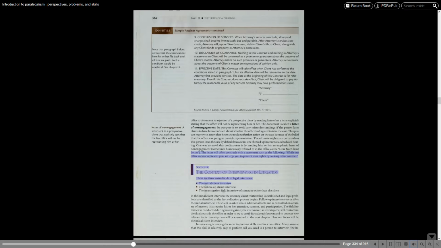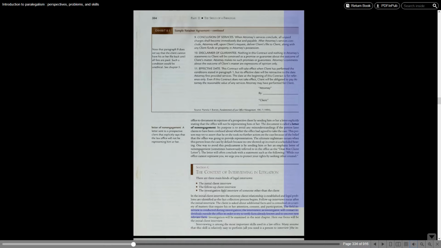Section C. The context of interviewing. In litigation, there are three main kinds of legal interviews: the initial client interview, the follow-up client interview, and the investigation field interview of someone other than the client. In the initial client interview, the attorney-client relationship is established, and legal problems are identified as the fact collection process begins. Follow-up interviews occur after the initial interview. The client is asked about additional facts and is consulted on a variety of matters that require his or her attention, consent, and participation.